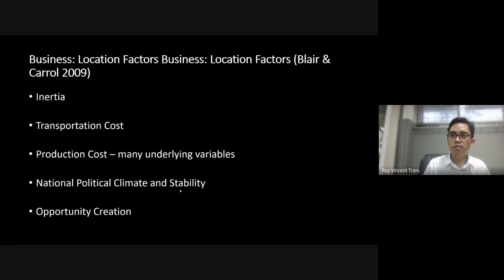I guess this is one of the main problems with the Philippines. We have a lot of instability in our politics. People are not too confident with local government, and this kind of scares away potential investors. So our goal as policymakers and urban planners is to sort of soothe the tension between the local communities and the local government. And then finally, opportunity creation.